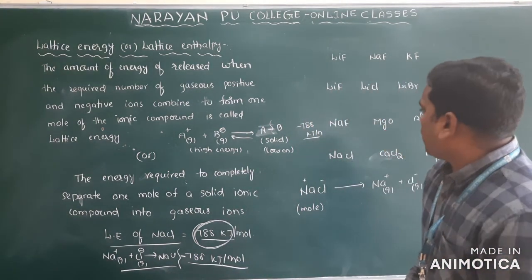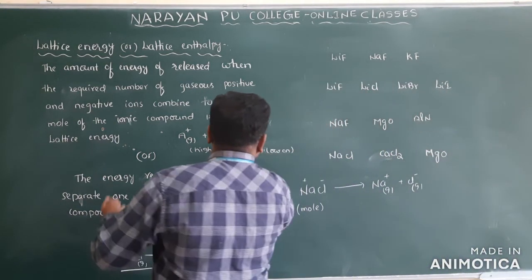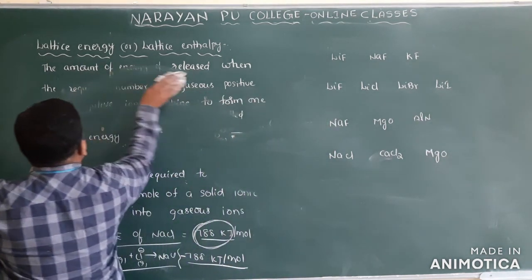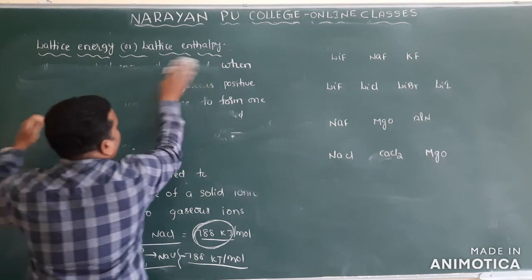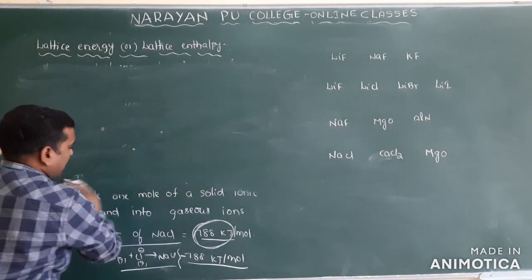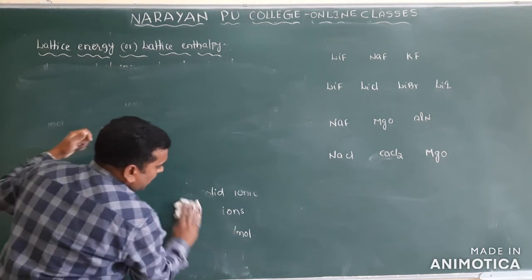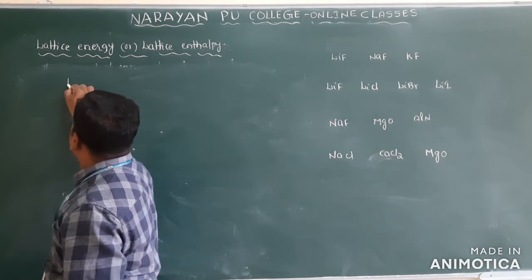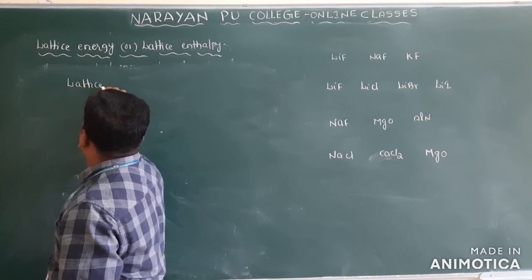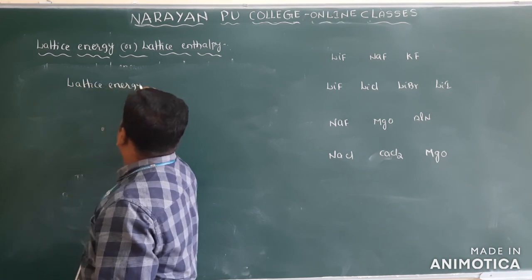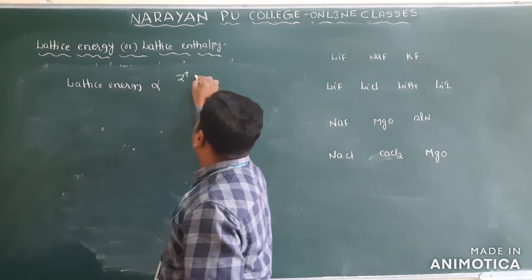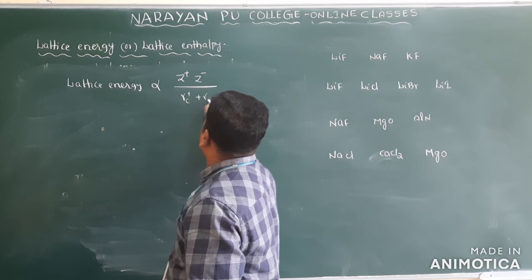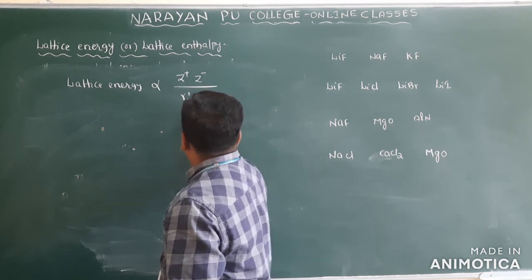Clear? And very important here, the lattice energy depends upon some factors. What are those? Lattice energy is directly proportional to the charges on the ions. Lattice energy is directly proportional to Z plus times Z minus divided by r cation plus r anion.